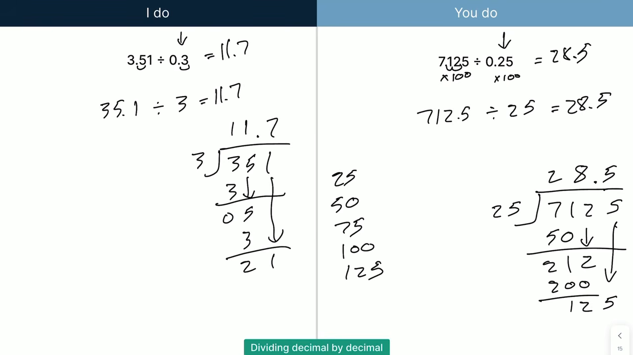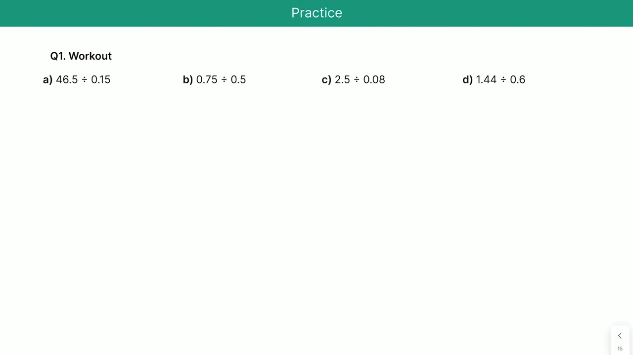Now here's some practice questions for you to have a go at. Press pause and have a go. Here are the answers, mark your work.